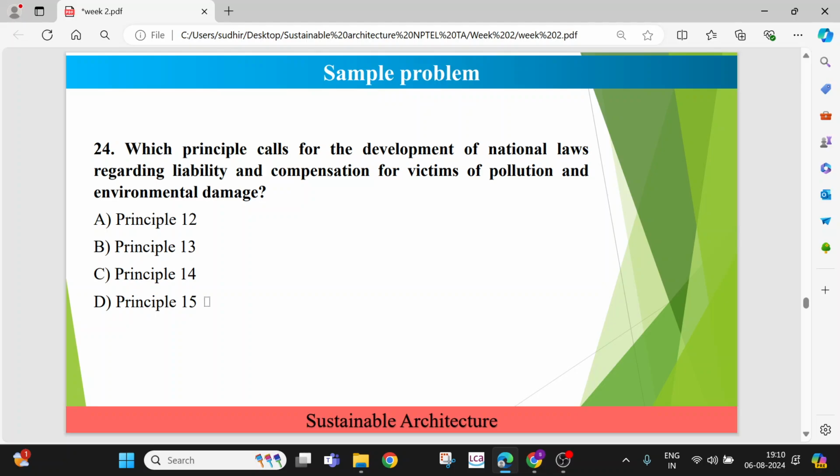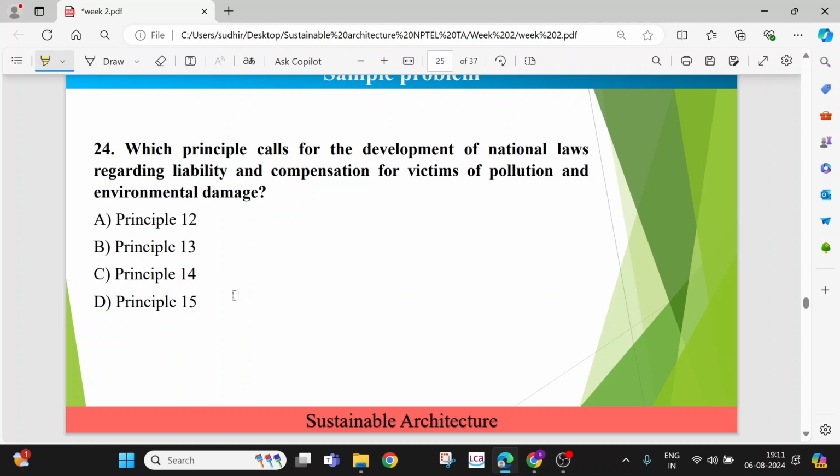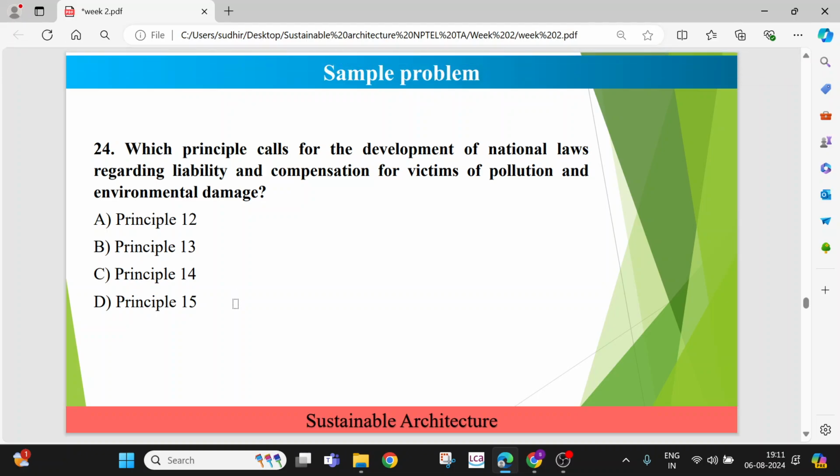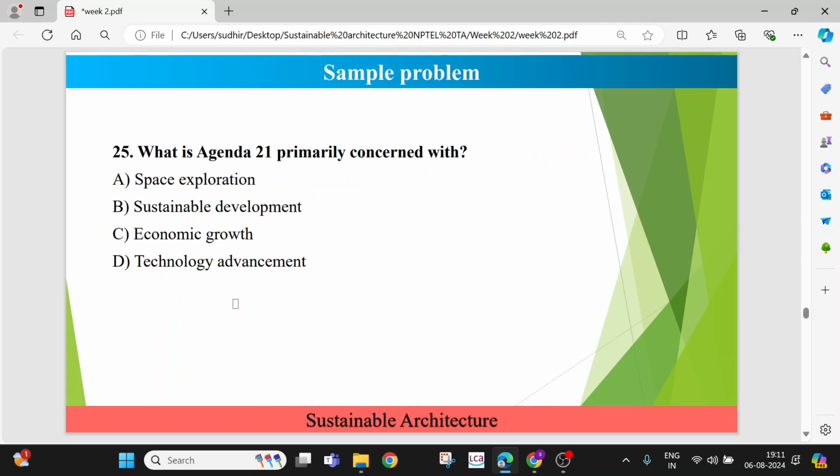So can we move to question number 25? Yes, sir. Okay, for those who have answered question 24, this is question 25. You might have heard about Agenda 21 also, but what was the primary concern of this Agenda 21? Sustainable development. Option B, sir. Yeah, so everyone is able to recall.